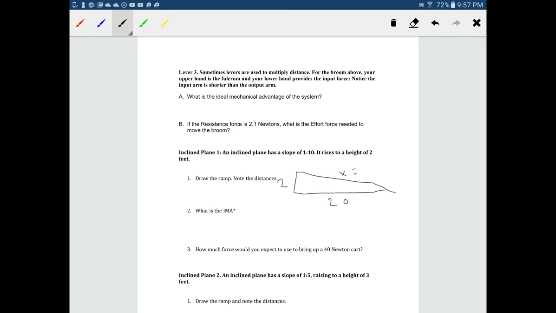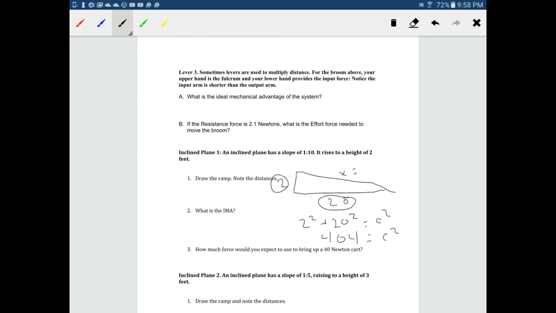So I'm going to use a squared plus b squared. I'm going to make that a squared, the 20 is going to be b squared, and we're going to figure out c squared. So I'm going to have 2 squared plus 20 squared equals c squared. And then I'm going to combine a couple steps. I hope that's okay with everyone. So 2 squared is going to be 4. 20 squared is going to be 400. So we're going to have 404 equals c squared.